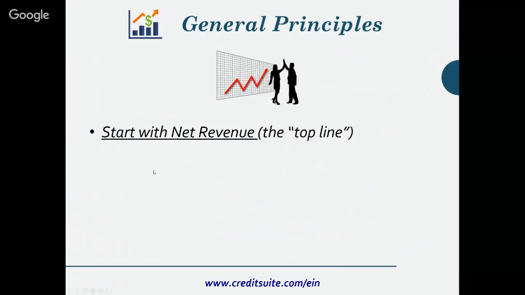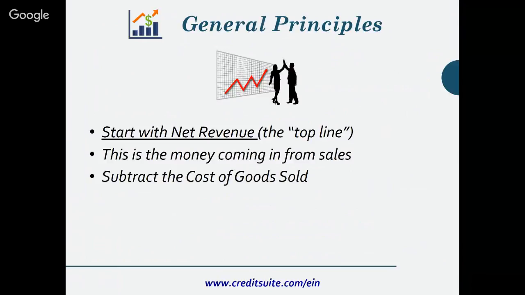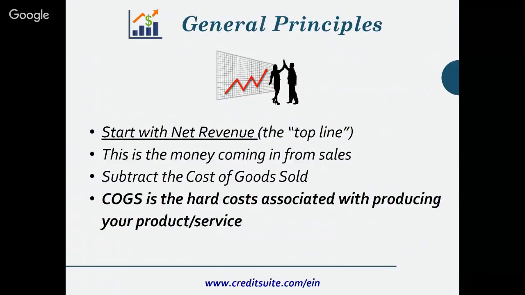So a P&L starts with net revenue, or the top line revenue. This is money coming in from sales, money that you're actually charging customers and collecting. You subtract what are called COGS, which become very important to your business as you grow. Cost of goods sold, your expenses, your cost basically. And this is a hard cost associated with producing your product or service. So you've got your net revenue and you've got your cost, and those costs of goods could be materials, equipment, anything that's designed to produce your actual revenue, right?